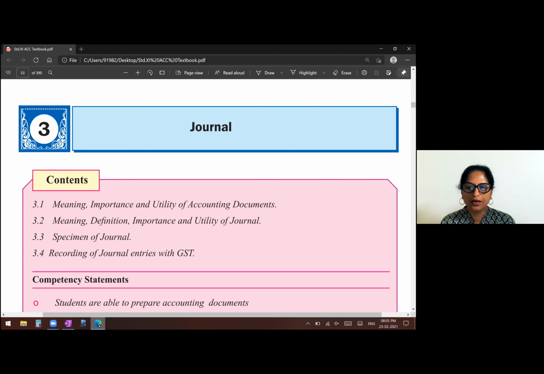Now, today we begin with the third chapter, that is journal. We have already studied how to pick out two accounts, state their types, and then we have used the rules of debit and credit. So, we have studied the rules of the three different accounts, that is personal, real, and nominal. So now we will apply them to the transactions and write the journal entries.